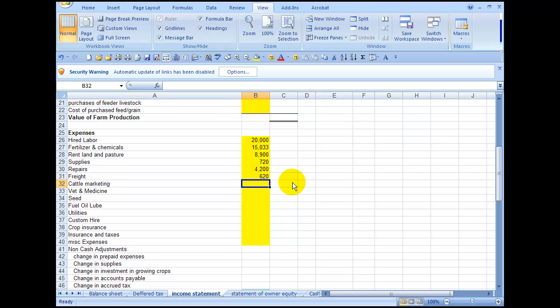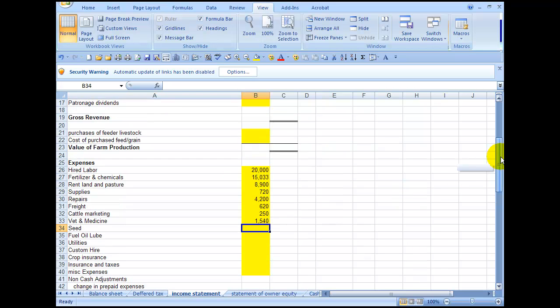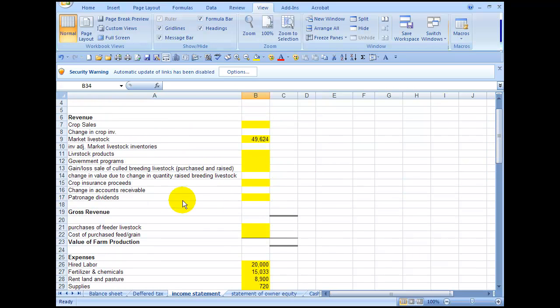The problem is some of these things on here are not going to be used on your income statement, so you've got to figure out what things go on the income statement and what don't. But so far we're just getting all the easy ones. Cattle marketing is 250. Veterinary and medical expense 1,540. The next one says patronage dividends. Patronage dividends were in the revenue section from being a co-op member. Patronage dividends $765.